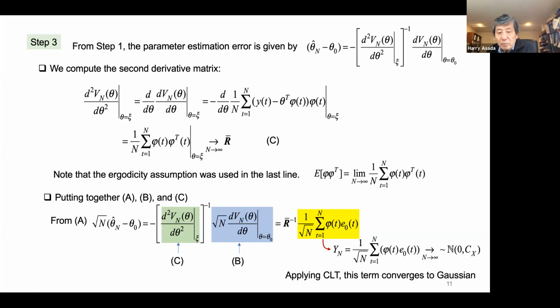And then now we treat this sample mean as random variable yn. Yn is basically defined to this. And according to the central limit theorem, this one, as n tends to infinity, converges to normal distribution with zero mean, yeah, the zero mean, and then actually the covariance Cx. Okay, now we arrive at the almost final results.